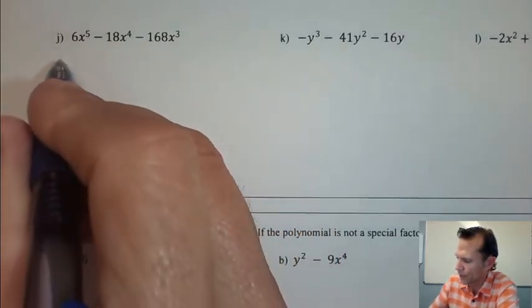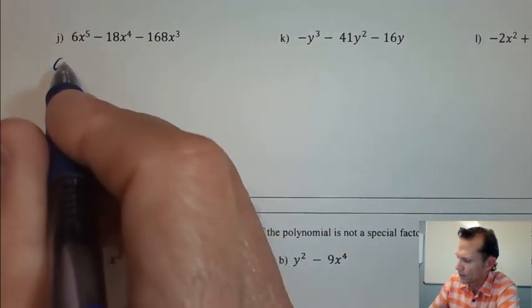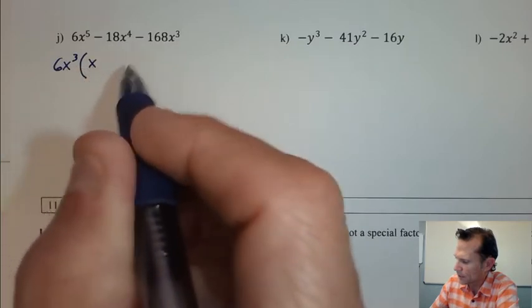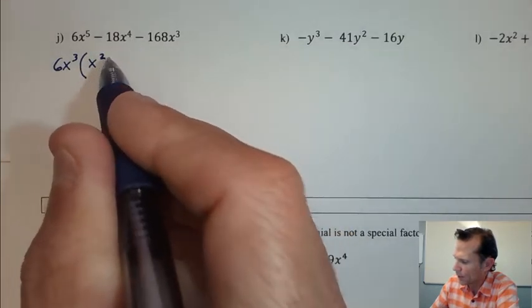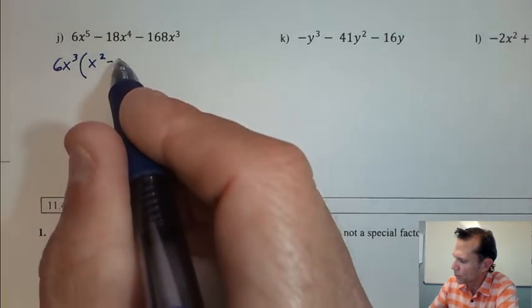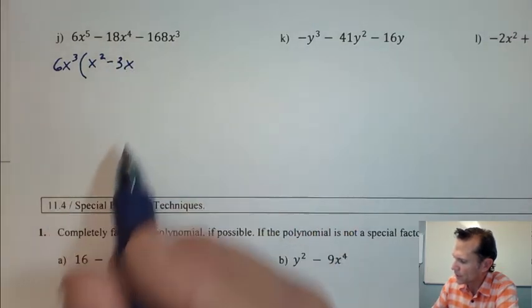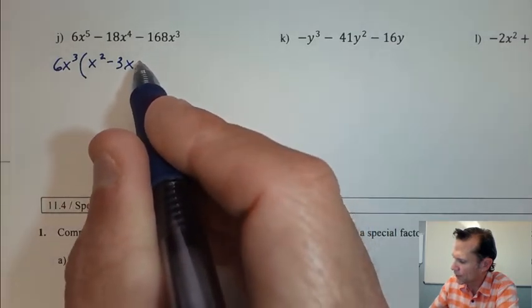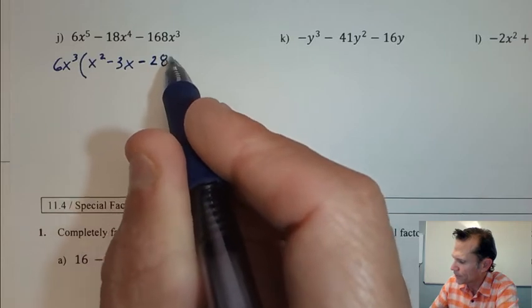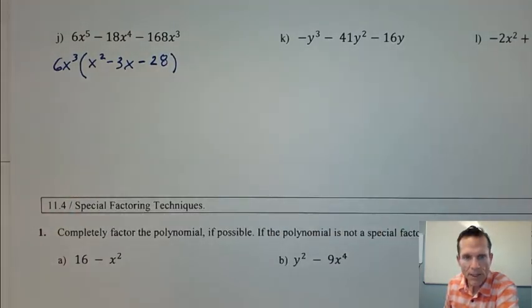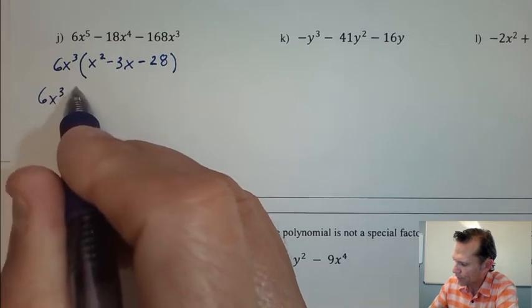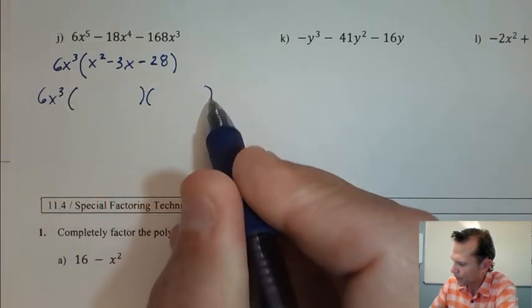we're going to factor out the greatest common factor from this trinomial, which happens to be 6x to the third. And then what that leaves me with is x squared minus 3x, and then I believe this goes in 28 times here, so minus 28. And you can check that that works with the distributive property. Then we want to make sure and copy our GCF down and set this up for our two binomials.